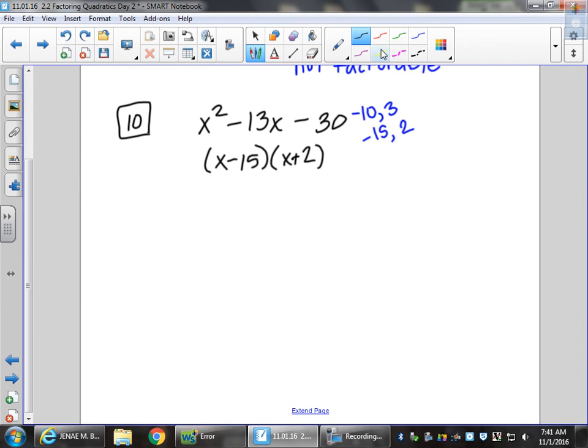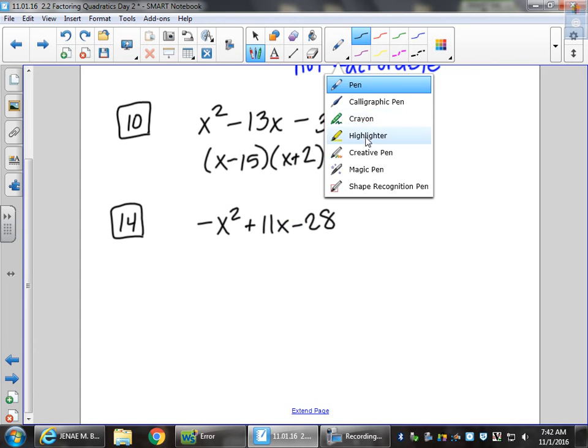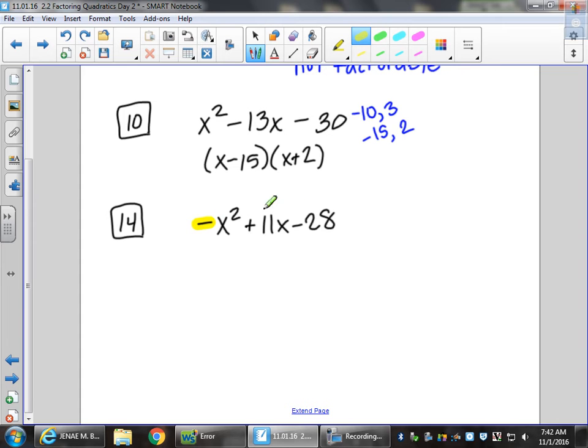Next, 14. What does 14 say? Negative x squared plus 11x minus 28. Okay, this negative out front from today till forever will count as a GCF. What GCF can we factor out? Negative 1. So if I factor out negative 1, that leaves x squared minus 11x plus 28.